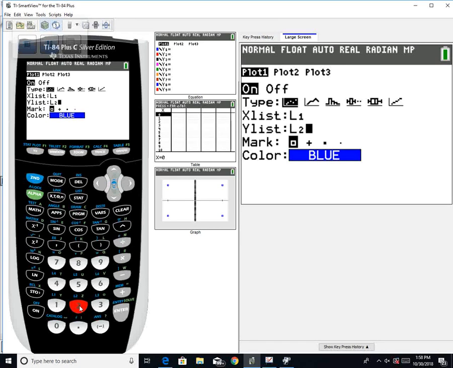And then I'm going to go up to, put my cursor over plot 2. Do you see that? And hit enter. And that'll take me to plot 2, and I can turn that on. And this time I'm going to use L3 and L4, and I'm going to use a plus symbol. And this is for the females. Okay? And I'm going to use the plus symbol for them, and they're in red.